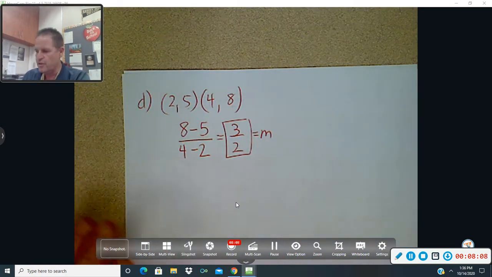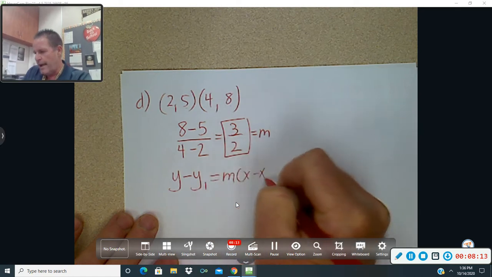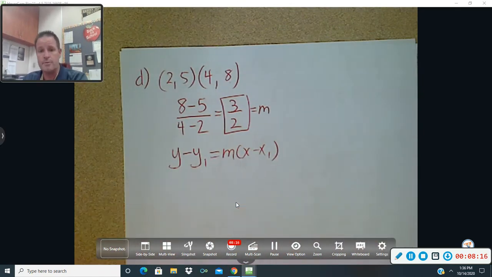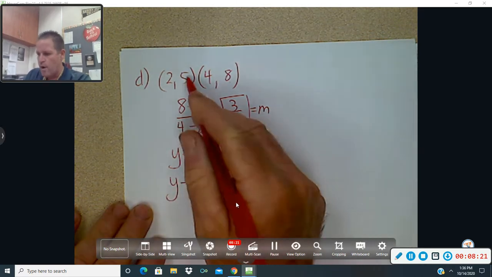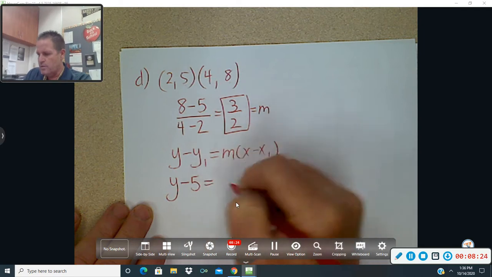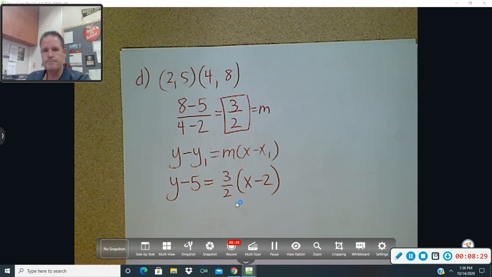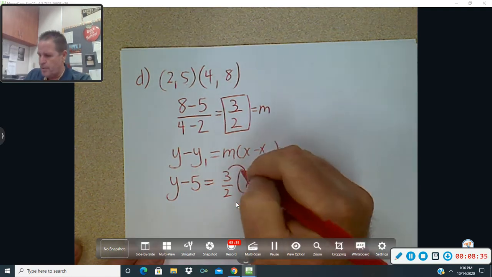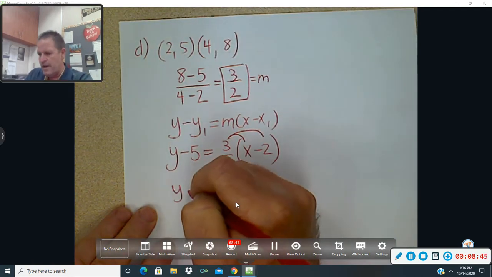Now remember, once you get your slope, you put it into point slope form. Again, I like you to write it down every time because it helps you remember and memorize it. So we're going to have y minus y1, which will be 5, equals the slope, 3 halves, times x minus 2. Now I'm going to distribute. And I don't reduce any of these fractions when I distribute. I don't worry about cross-canceling. I leave it unsimplified. Watch what I'm saying.